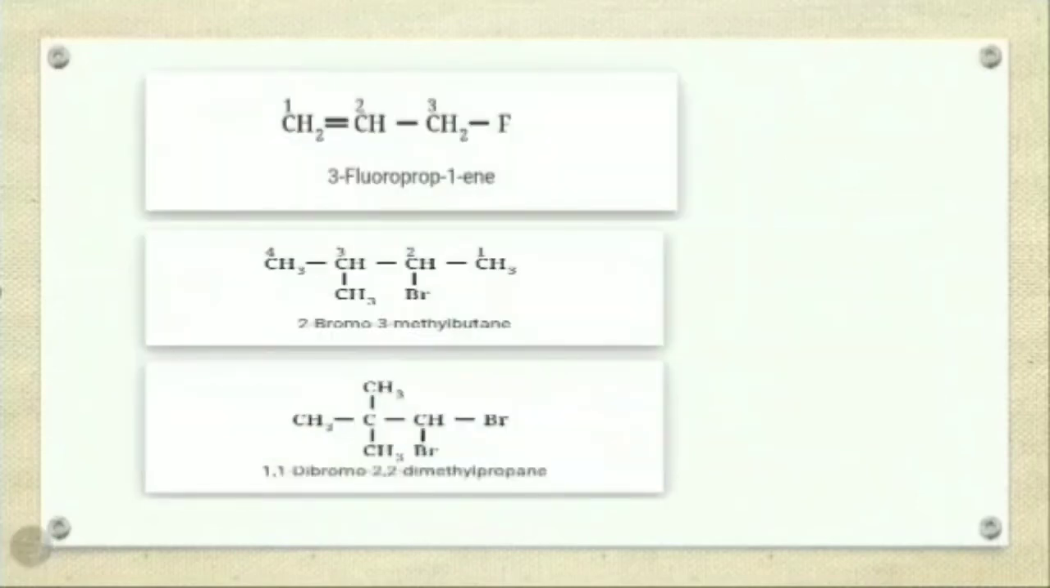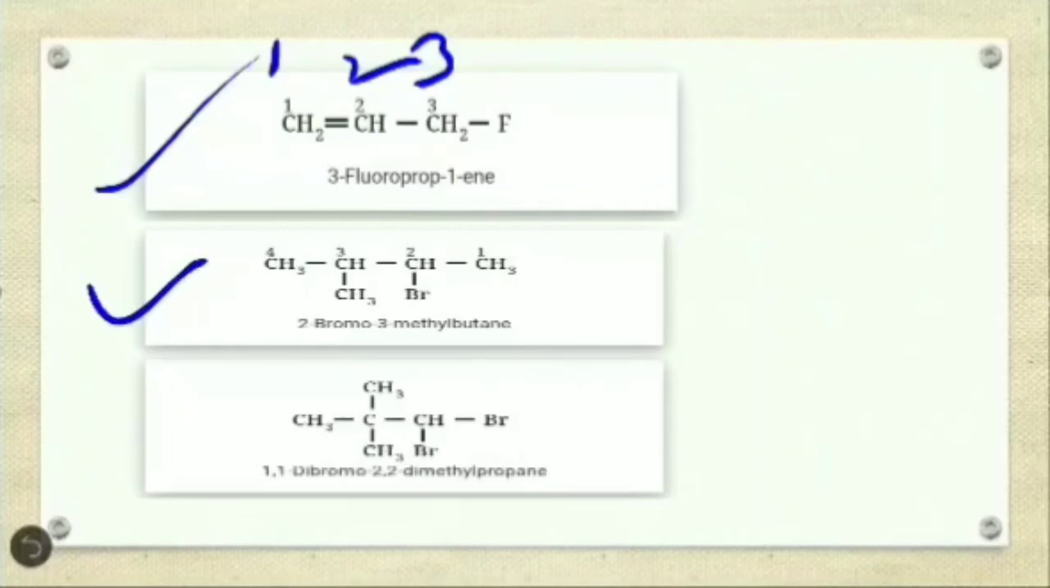In this example, as we can see, there is a double bond, which means the parent chain is an alkene. Here you will have a doubt about where to start the numbering. The first preference will be given to the alkene and then to the halogen. Therefore, numbering will start from the left side. 1, 2, 3. Therefore, the parent chain is propene, and the position of fluorine is on the 3rd position. Therefore, 3-fluoroprop-1-ene.